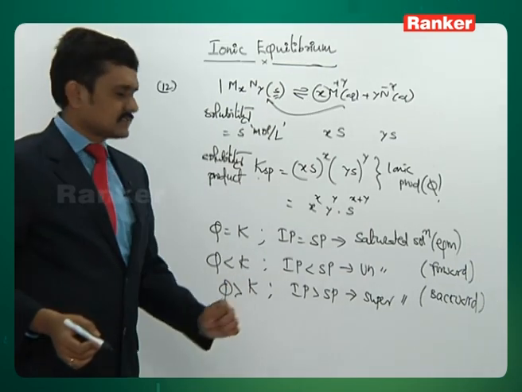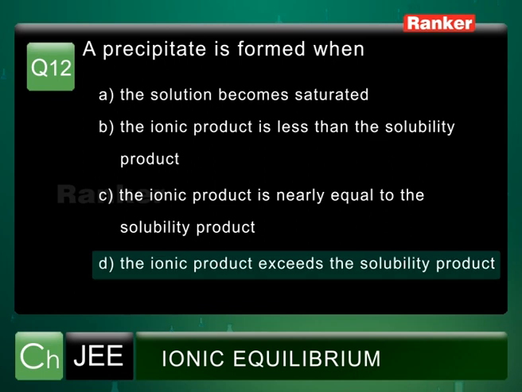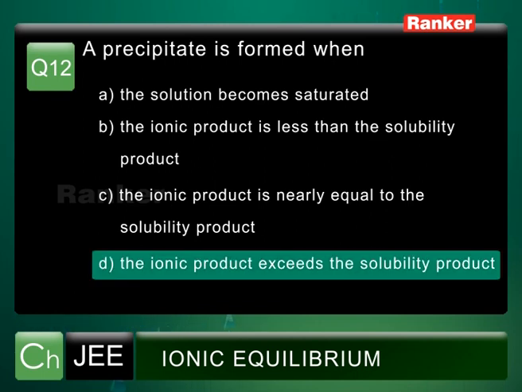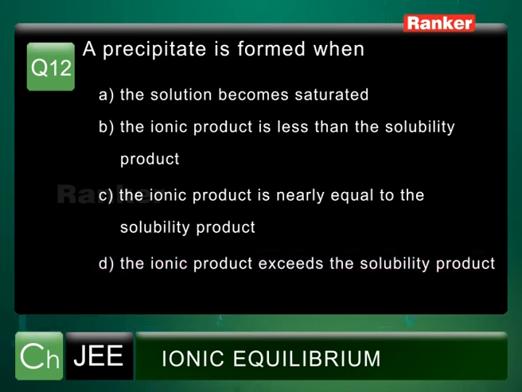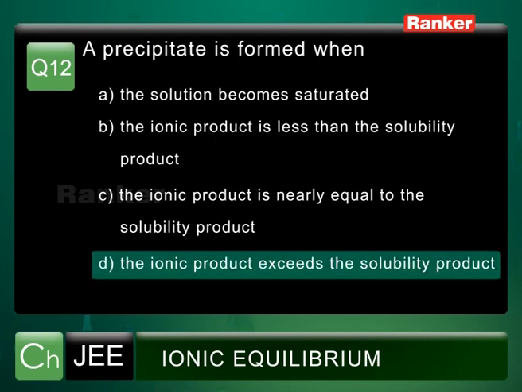So the right answer for this question is option D, where the precipitation is done when the ionic product exceeds the solubility product, that is Q value greater than K.